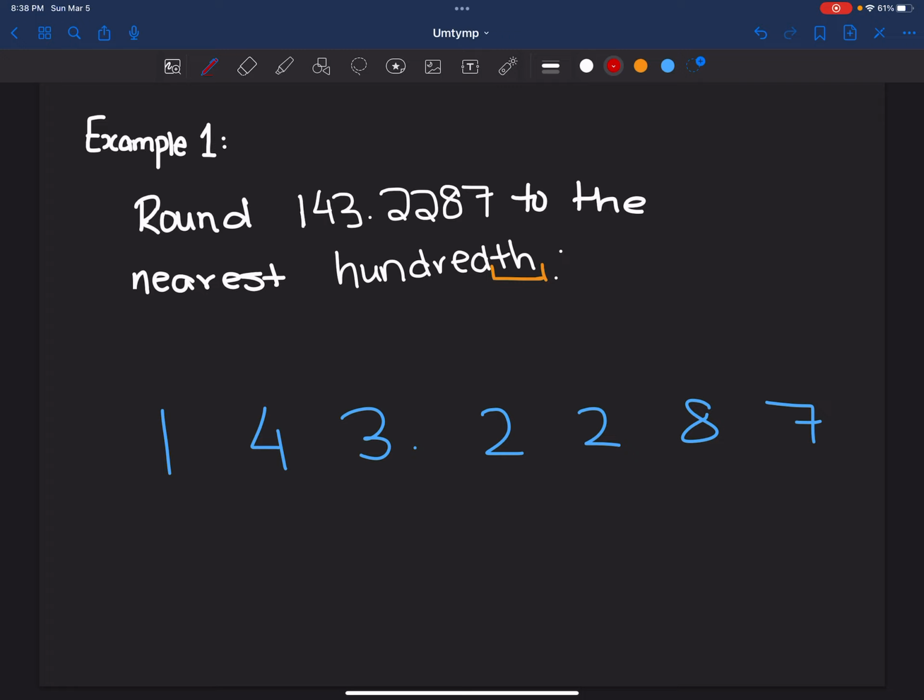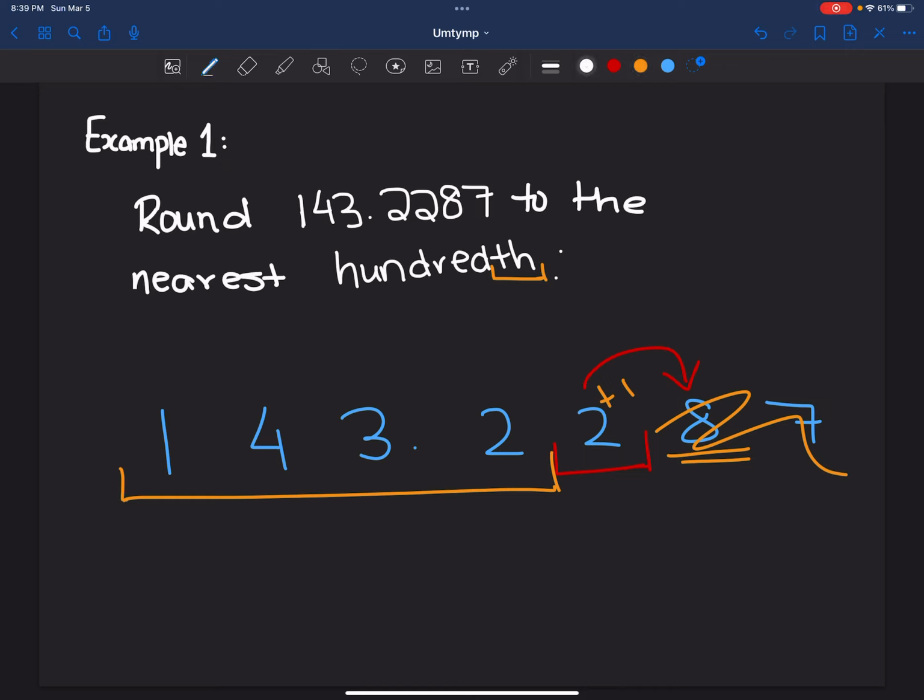Okay, so the first thing we want to do is identify the hundredths place. The hundredths place is here, so it's the integer 2. The next thing to do is look at the number to the right, which is 8 in this example. So 8 is clearly greater than 5, so we want to add 1 to this number and get rid of all this, and we completely leave this alone. So our final answer is 143.23.